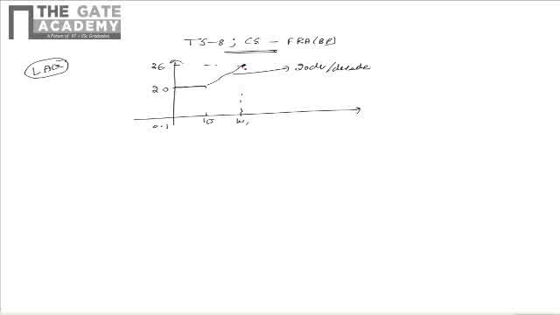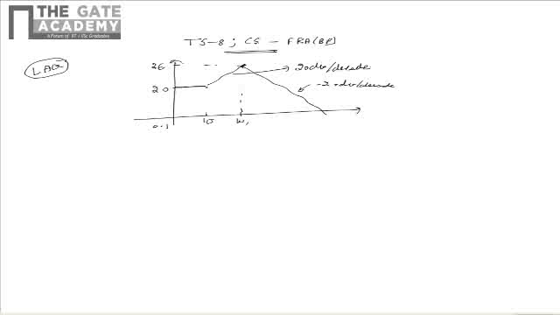and from omega 1 on, the Bode magnitude plot decays with a slope of minus 20 dB per decade.